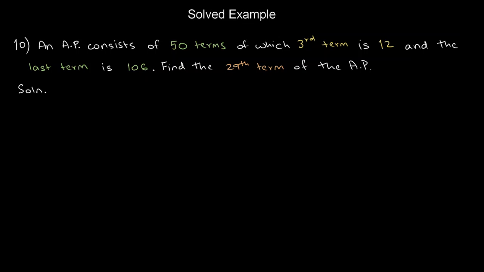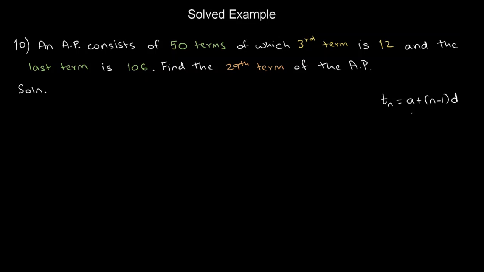An AP consists of 50 terms, of which the third term is 12 and the last term is 106. Find the 29th term of the arithmetic progression. Let's just remind ourselves the formula for the nth term, the general term of an arithmetic progression, is a plus n minus 1 into d, right?